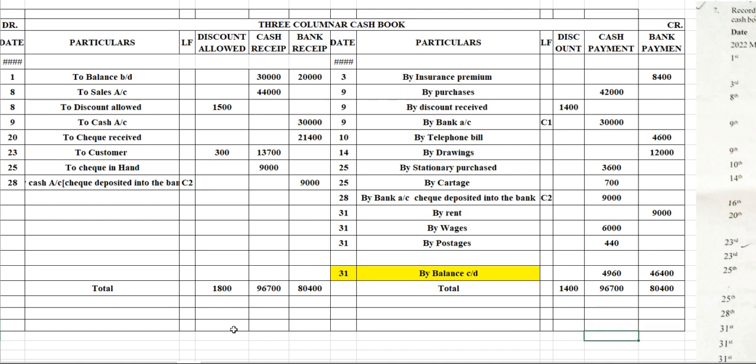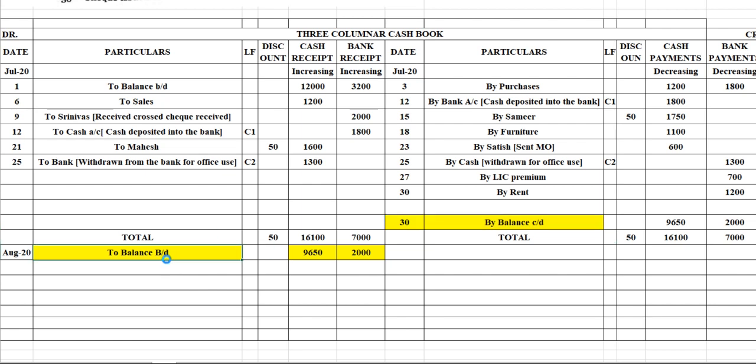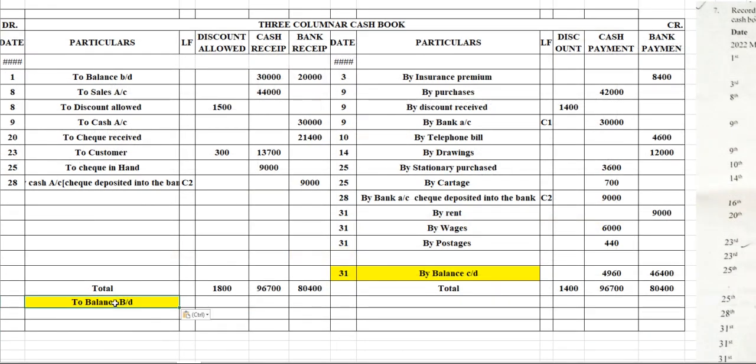So here I will copy from here. To balance brought down on June 1st, June 2022. Okay, that is the same thing from here. That is equal to 49,600, and here is equal to 46,400. This should be the answer for that particular question. Okay, so this is the solution for this question.